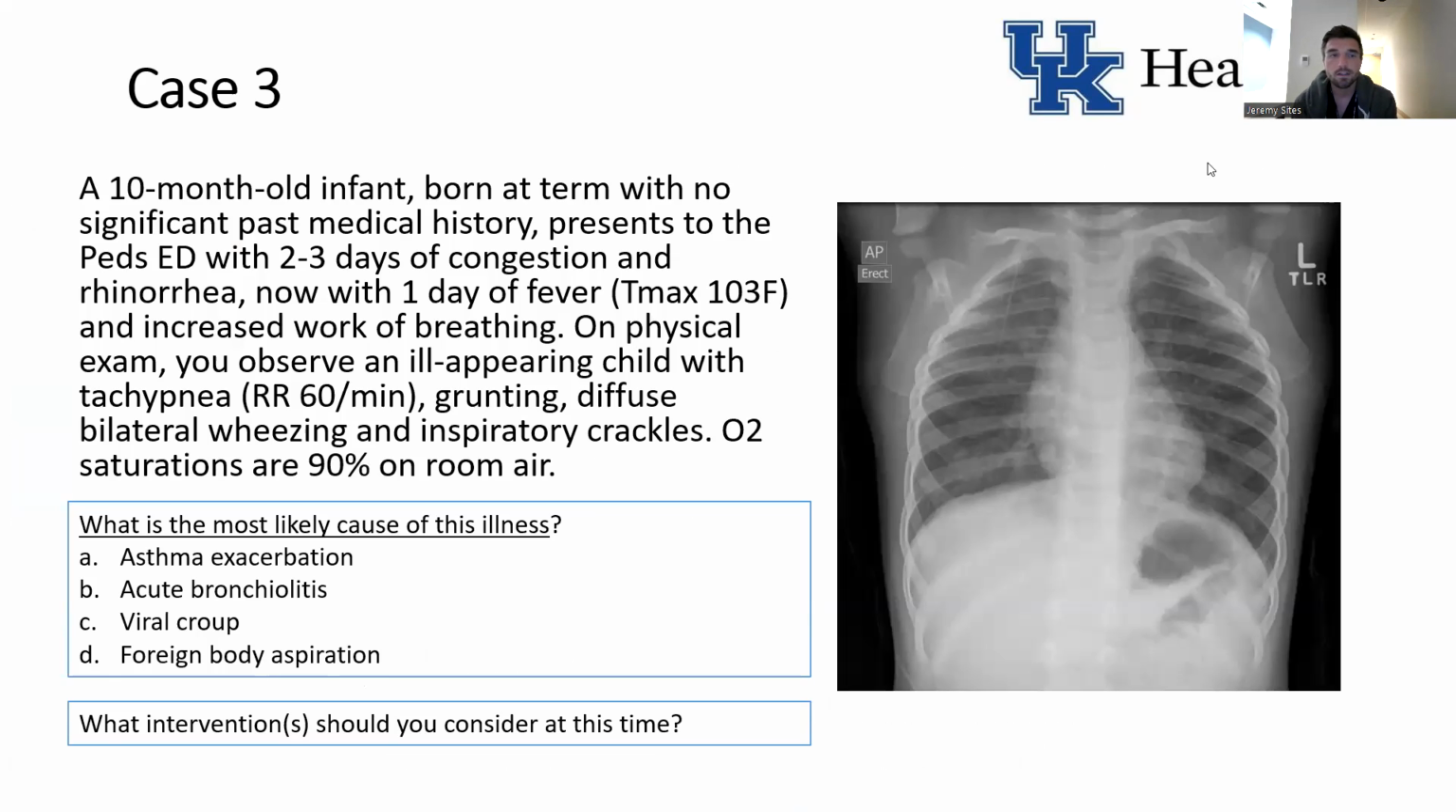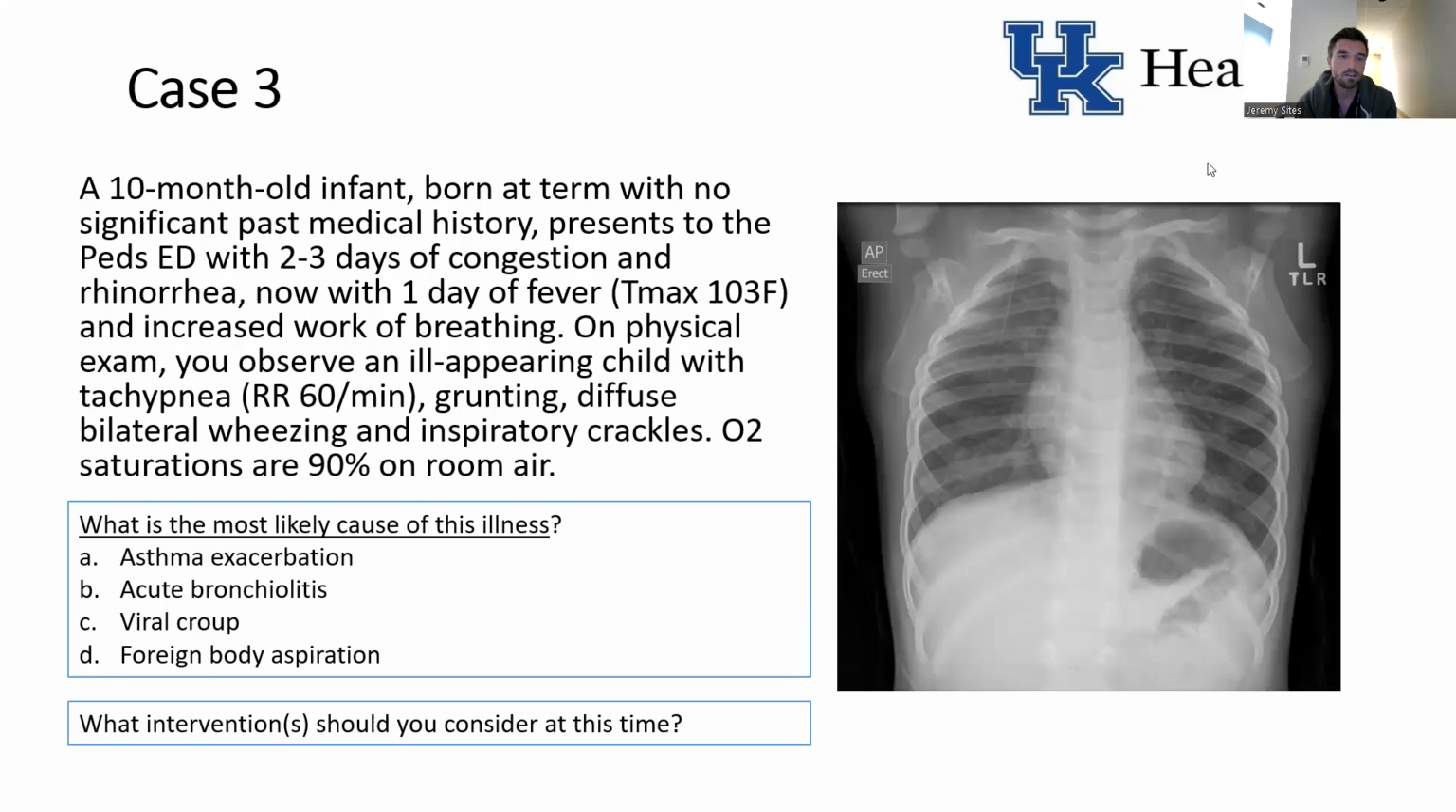Case 3, 10-month-old infant, born at term, no significant past medical history, presents to the emergency department with 2 to 3 days of congestion, rhinorrhea, now with fever of 103 degrees Fahrenheit and increased work of breathing. On physical exam, you observe an ill-appearing child who is tachypneic, who's grunting, has diffuse bilateral wheezing and inspiratory crackles. Oxygen saturations are 90% on room air. What is the most likely cause of this illness?